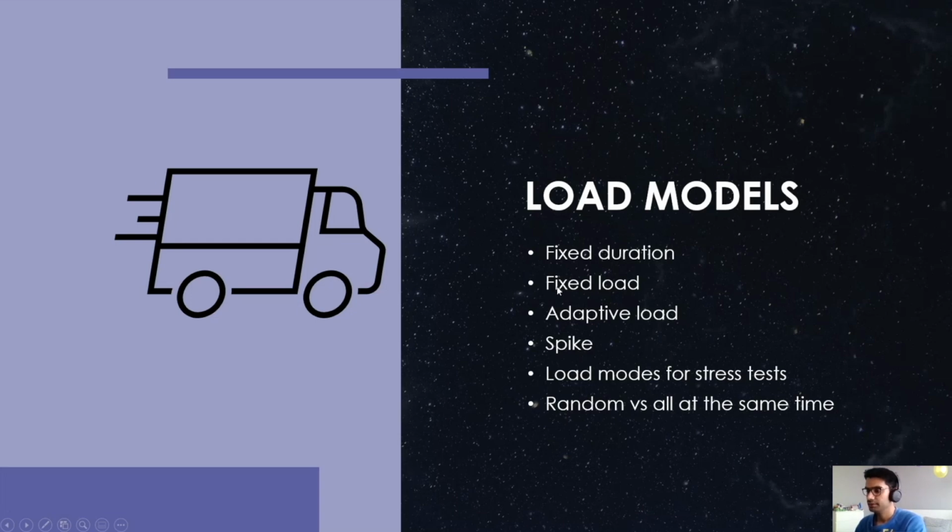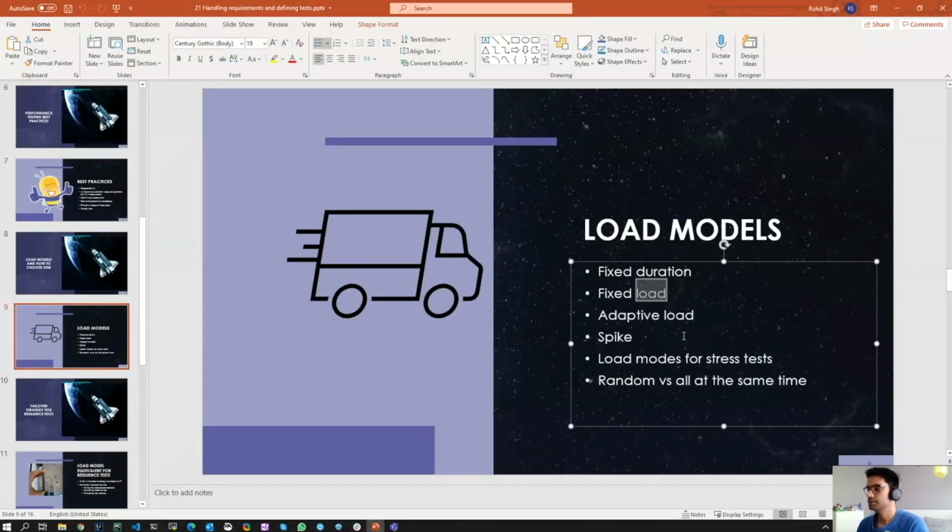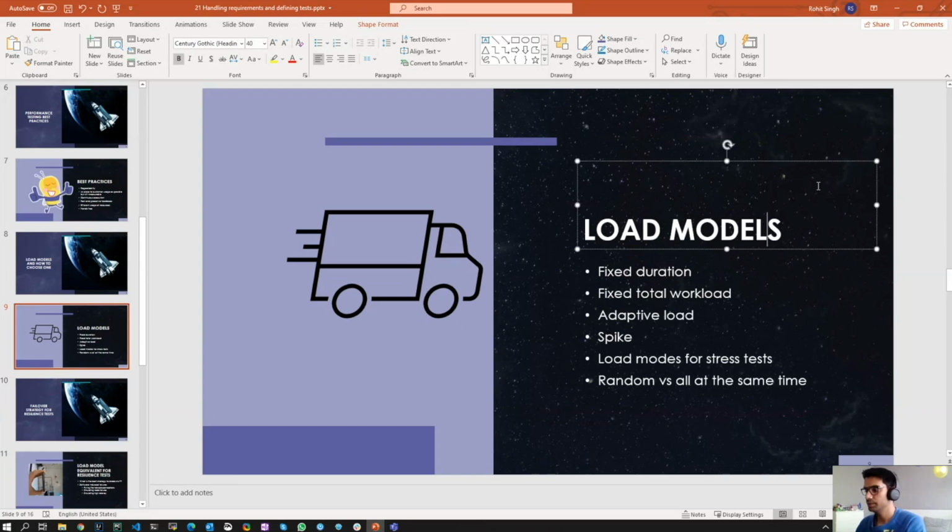Fixed load is when, as I said, the duration is not defined. Maybe I can fix this word a little bit. It should be fixed workload, or fixed total workload. What I mean here is, for example, you have 500,000 requests that need to be processed, and you choose that no matter how much time the server takes, I'm going to process these 500,000 requests, and I'm going to see what the different variables are, what the results are.